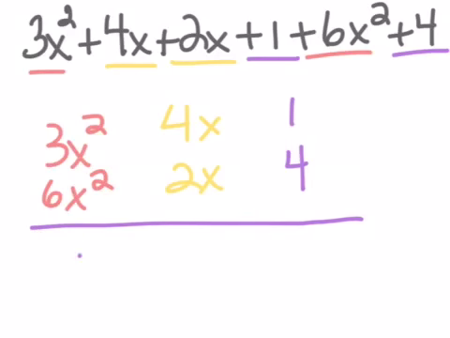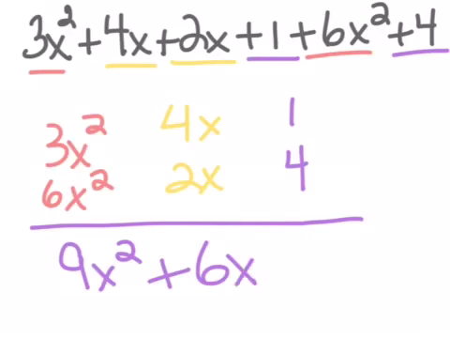When I add 3 and 6, I get 9x squared. 4 plus 2 gives me 6x, and 4 plus 1 gives me 5. So my end result, or my answer, would be 9x squared plus 6x plus 5. That's all the further I can simplify it. Let's try harder examples.